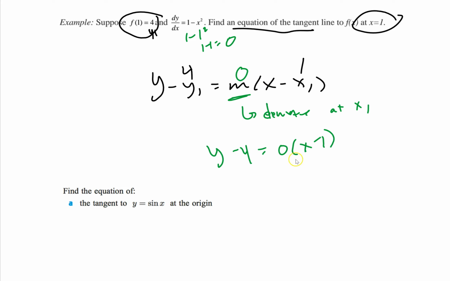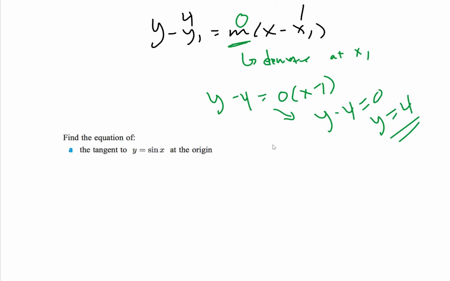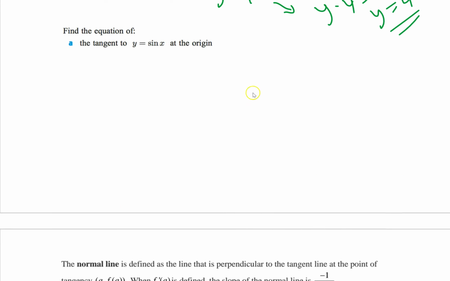That is fine to leave it like that. People are gonna think you're weird though, because you don't know that 0 times anything is 0. So you get y minus 4 equals 0, or y equals 4. Which is a fine answer. Right? Don't be scared by the zeros. Let's do one more of this type, and then we'll move on to the second type of problem.